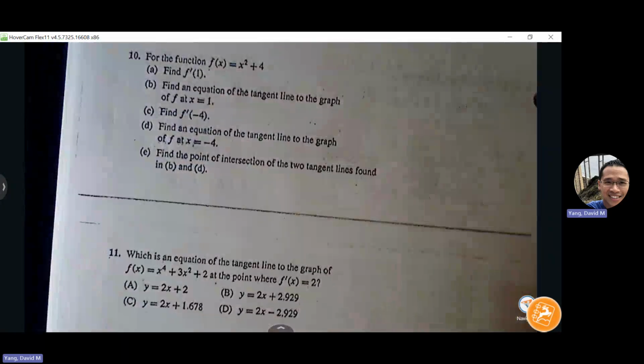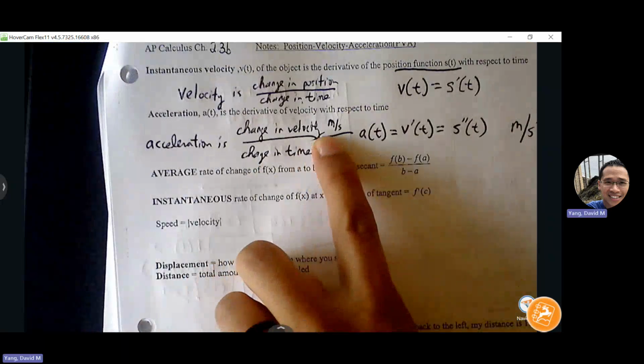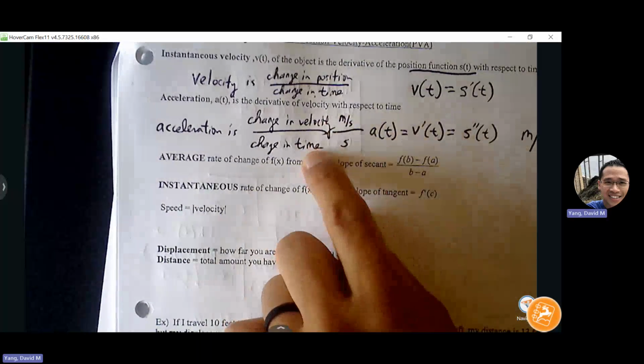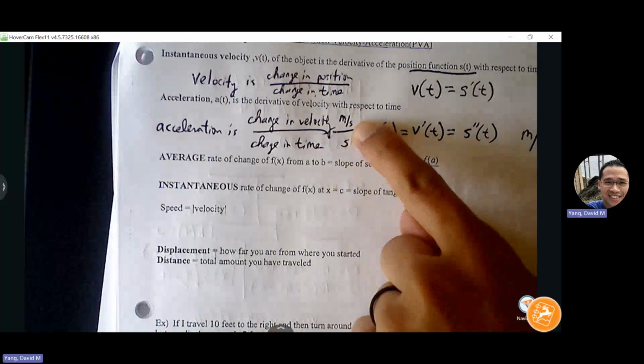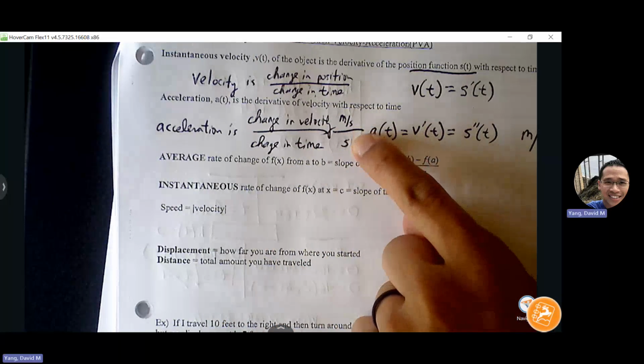The reason why is, let me go back to this previous picture. Acceleration is change in velocity over change in time. So the units are velocity over time, and velocity is meters per second. If I divide meters per second by another second and clean that up, it becomes meters per second squared.